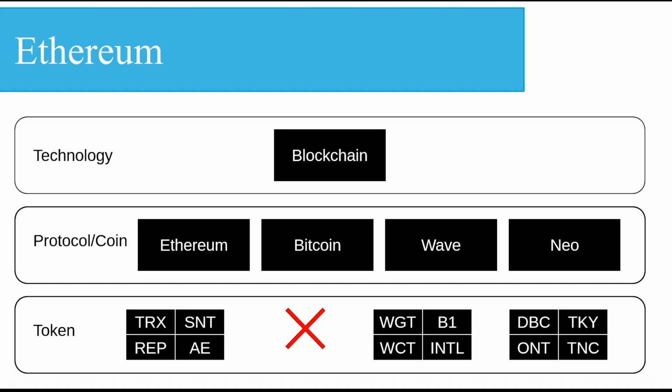So I hope now you are very much clear with these terminologies, right? When I'm talking about blockchain, I'm talking about distributed immutable ledger. When I'm talking about Ethereum, Bitcoin, Waves, Neo, Ripple, or any other protocol, mainly these are protocols or coins. And tokens are generated with the help of these protocols only. So I think now all the confusion regarding these terminologies is very much clear.